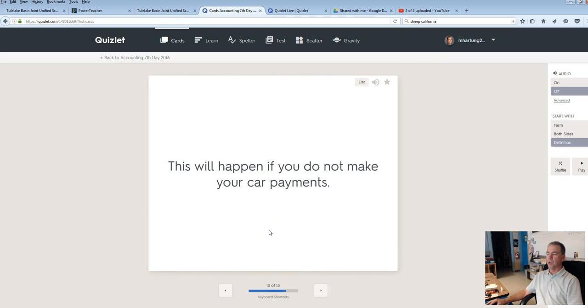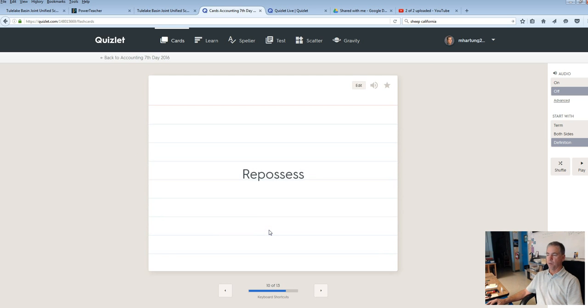This will happen if you do not make your car payments. What's the bank going to do? Yes, they will repossess your car. Don't want that to happen. Pay your bills. Critical.